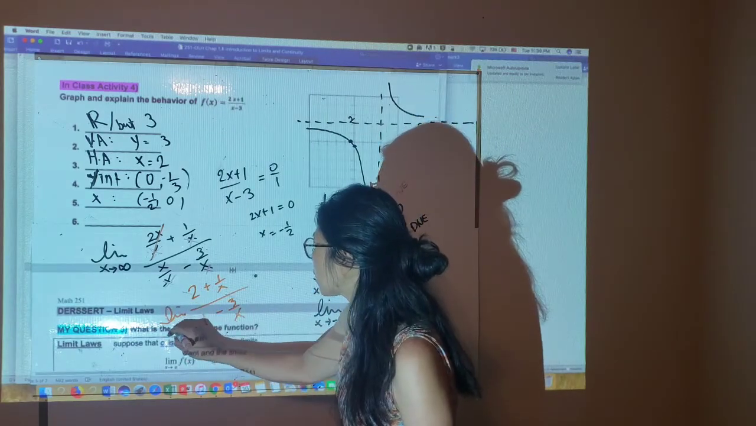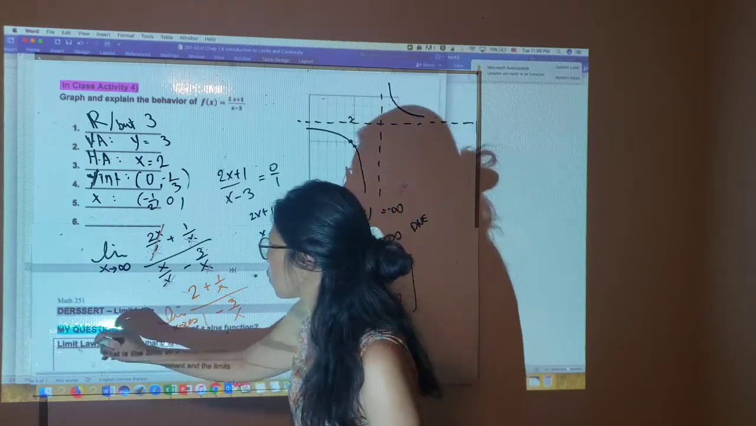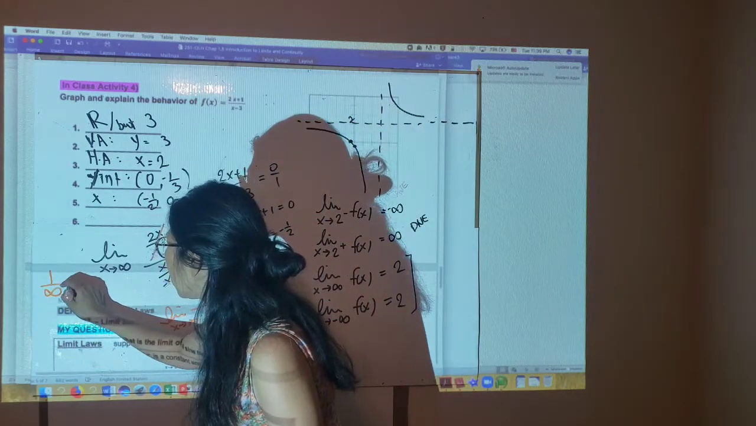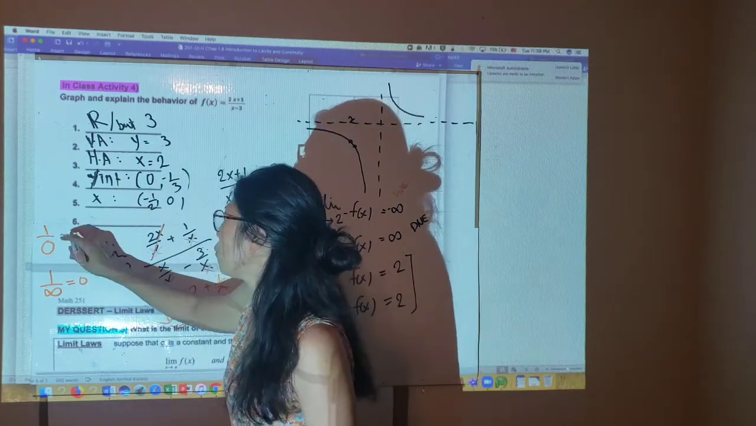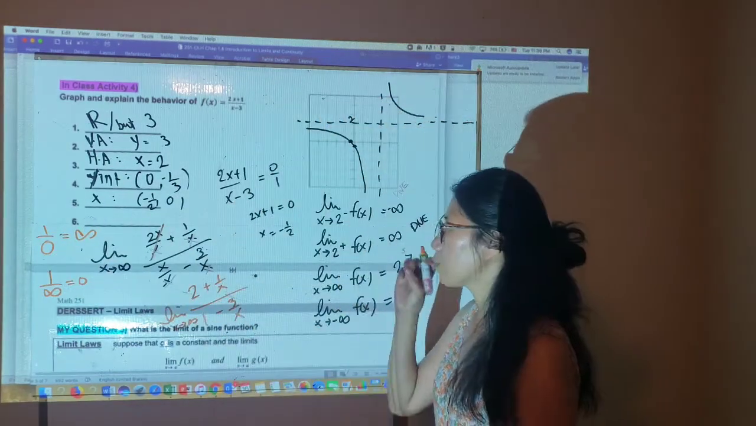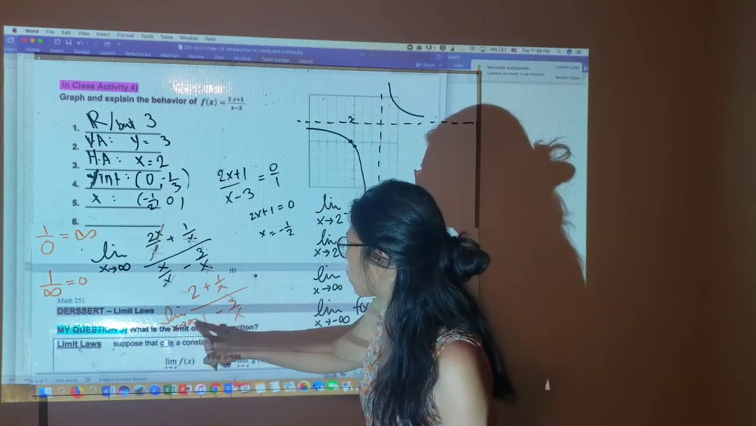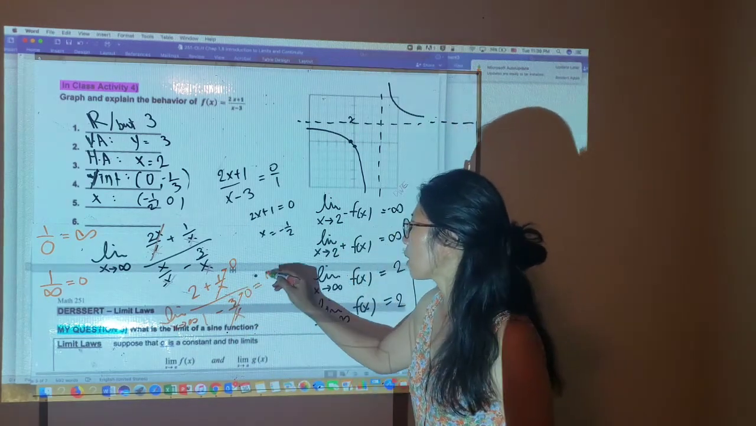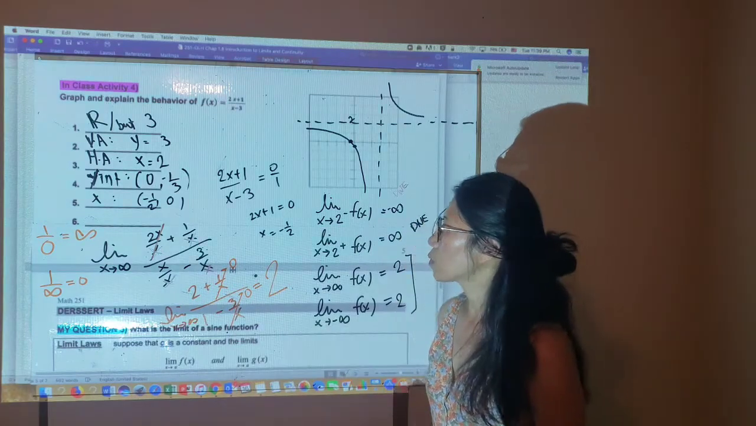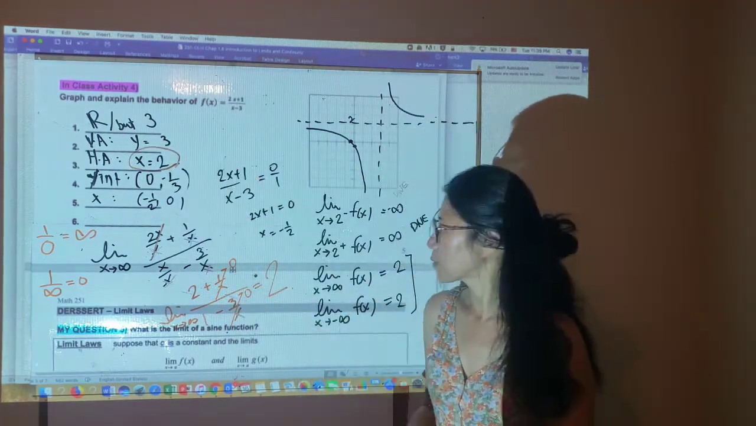Then using the limit definition, 1 over infinity is 0. Then what will be 1 over 0? That will be infinity. 1 over a very small number becomes a very big number. So when you put this one, that gets close to 0. So my answer will be 2. That will be the horizontal asymptote using calculus.